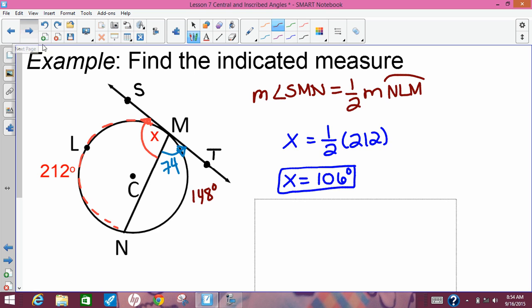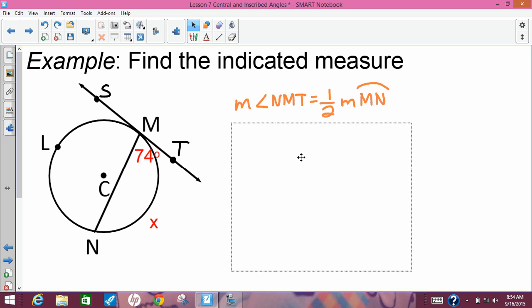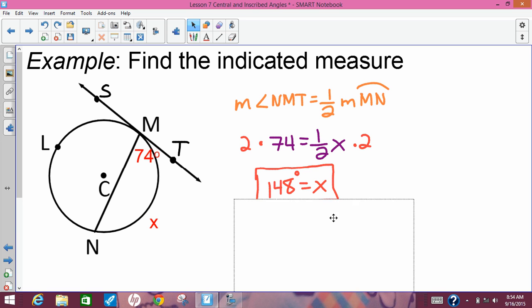Pause and try this example. Find the measure of this arc labeled with x. If we plug into the formula, the angle is 74 and the arc is x. We multiply both sides by 2 to cancel the 1/2, and we get that it's 148.